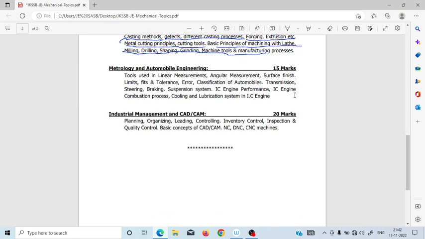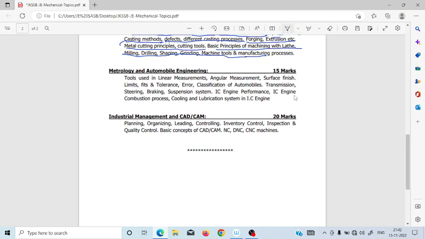Now we'll move on to the fourth topic, which is industrial management and CAD/CAM. In industrial management and CAD/CAM, as you know, 50% of the topics are ones we have studied in our college. So mostly theory will be there from industrial management, where we'll do planning, organizing, leading, controlling, inventory control.